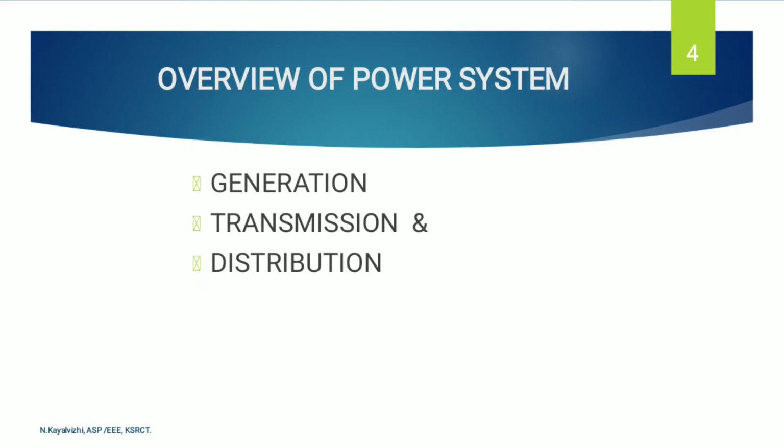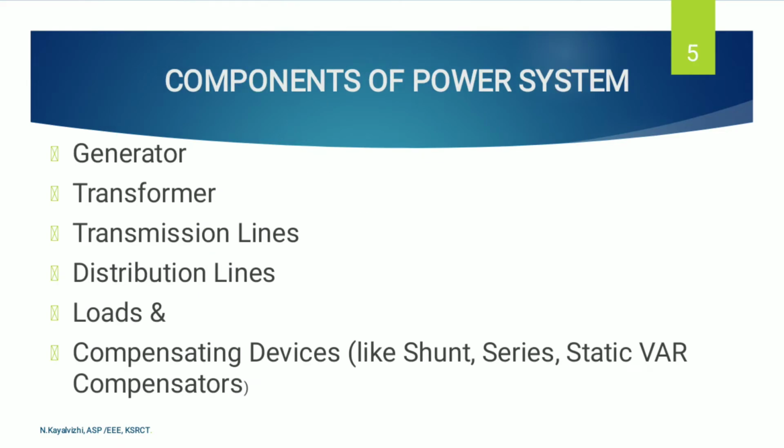It consists of generation, transmission and distribution. The components of a power system are generators, transformers, transmission lines, distribution lines, loads and compensating devices like shunt, series, and static compensators.